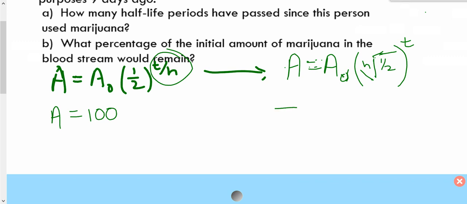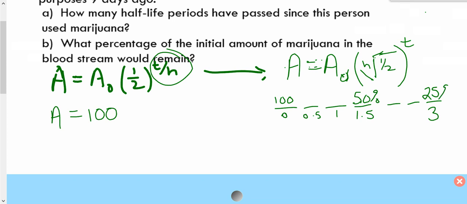So if you think about what I was doing with the timeline, today on day 0, I have 100% of marijuana in my bloodstream. After half a day, after 1 day, after 1.5 days, now at 1.5 days I have 50% of the marijuana in my bloodstream. And then 2 days, 2.5, 3 days later, so 1.5 more days, I'm at 25%. So this is a visual of what's happening.